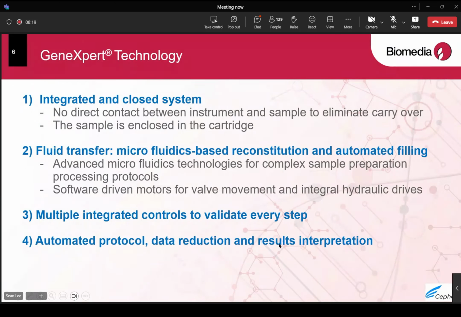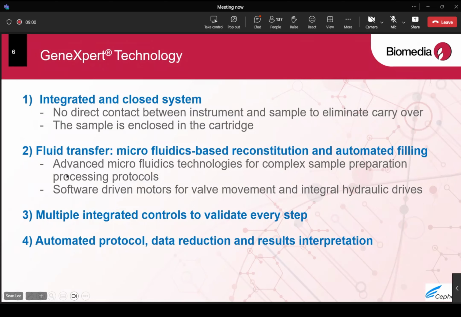Okay, so conventionally, doing PCR tests, you need to do extractions, you need to do a PCR amplification, you have to set up the thermocyclers, analyze the PCR curve, and so on. So Cepheid integrated the whole process in a closed system. So there is no direct contact between the instrument and sample. This is to eliminate carryover from one specimen to the other specimen. So the sample is enclosed in a cartridge. Okay, so you don't have to worry about cross-contamination issue.